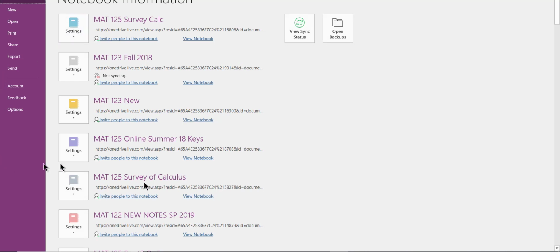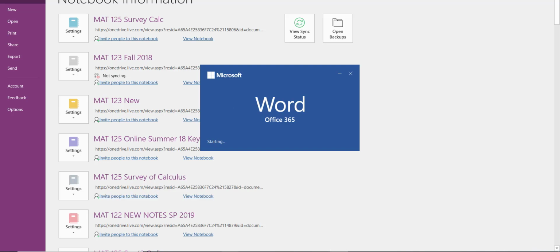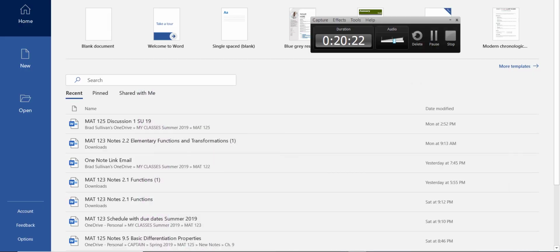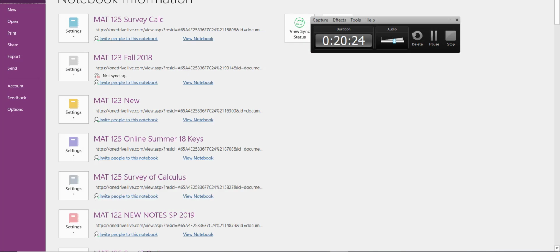All right, so let's see. I'll go ahead and close this off, and then that should take care of what I need you to know for this section. Come on, what happened to OneNote? Okay, so that'll be the end of the section.